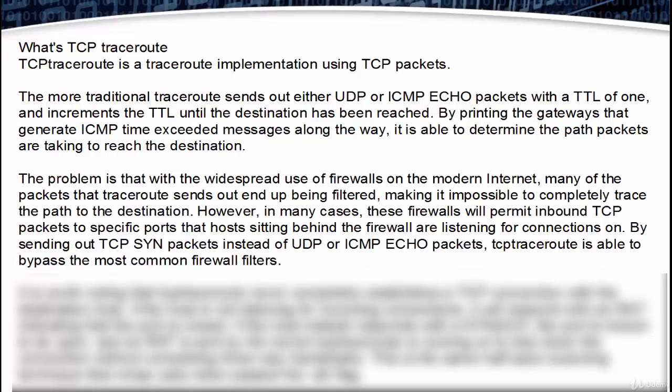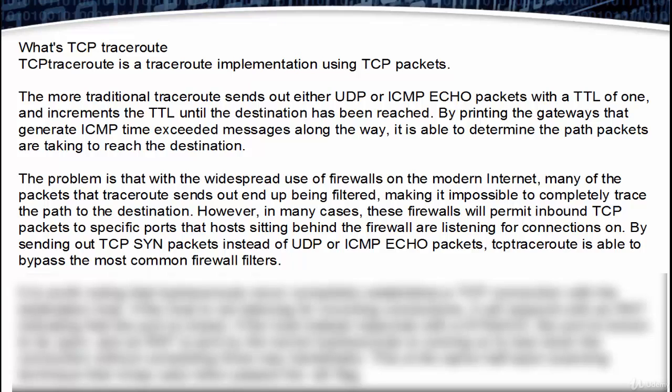The problem is that with the widespread use of firewalls on the modern internet, many of the packets that traceroute sends out end up being filtered, making it impossible to completely trace the path to the destination. However, in many cases, these firewalls will permit inbound TCP packets to specific ports that hosts sitting behind the firewall are listening for connections on.